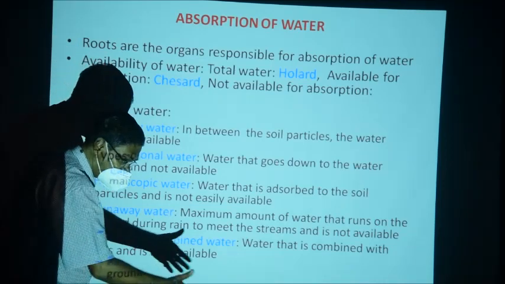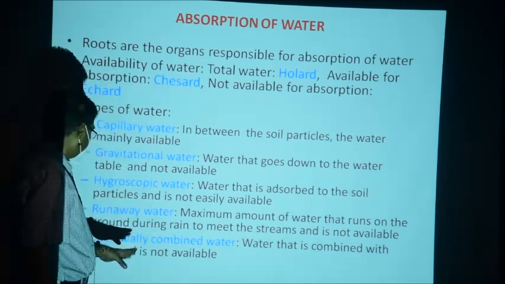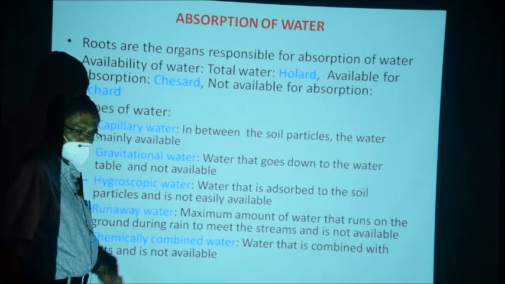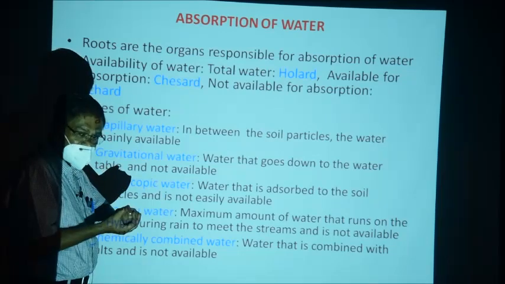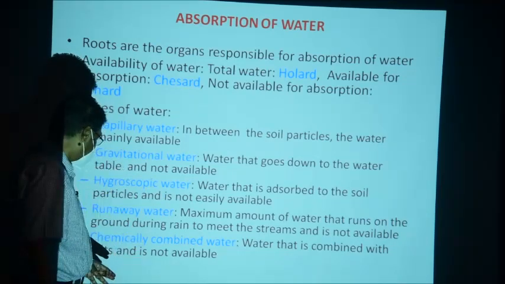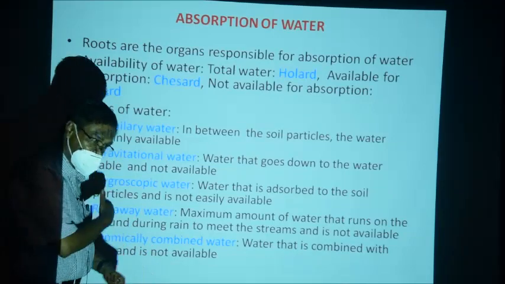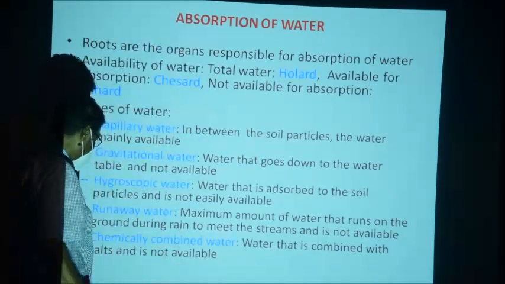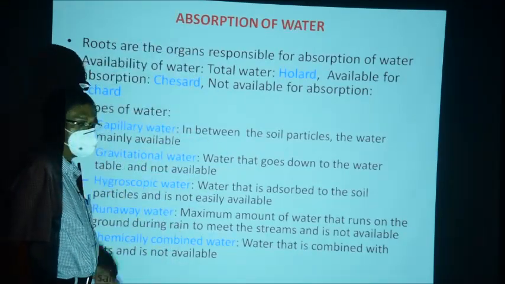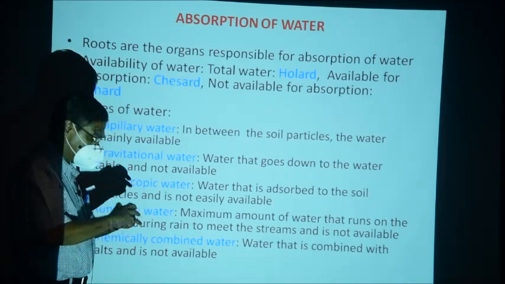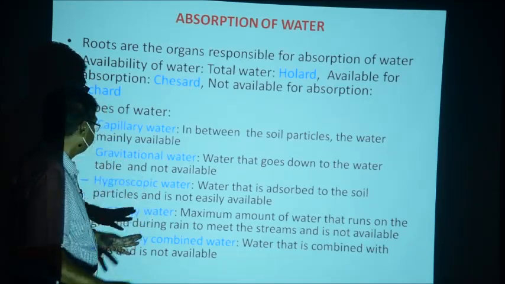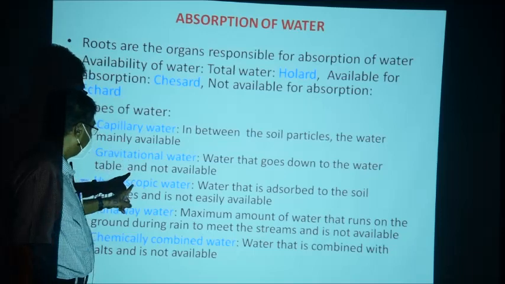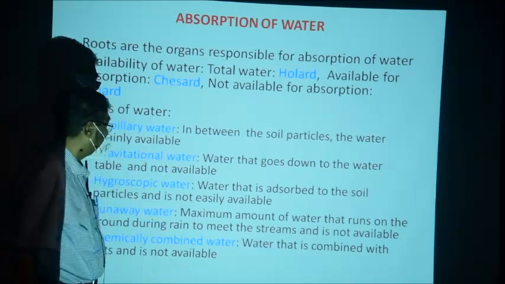Gravitational water is far below, so it is not available. Hygroscopic water is attached to the soil surface, so it is not available. Runaway water moves out, so it is not available. Chemically combined water is fixed to the chemical, so it is not available. So the only water that is available is capillary water.